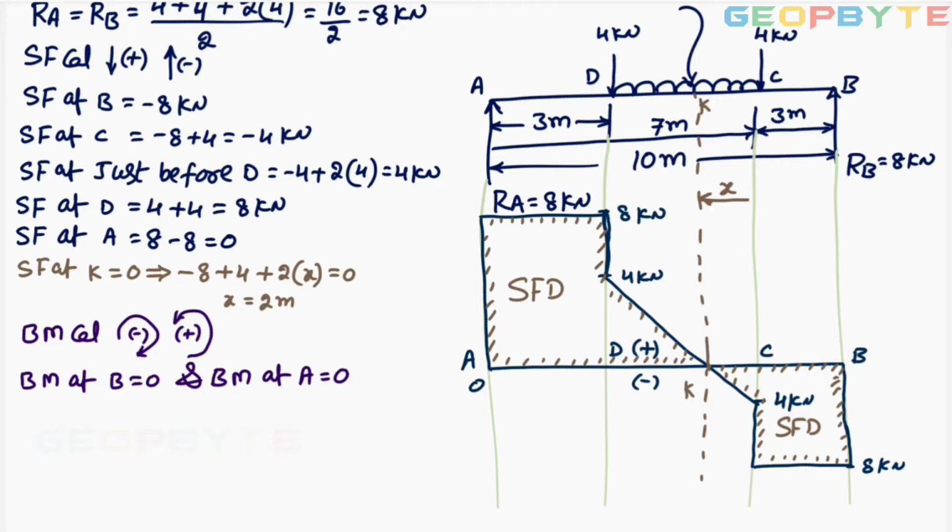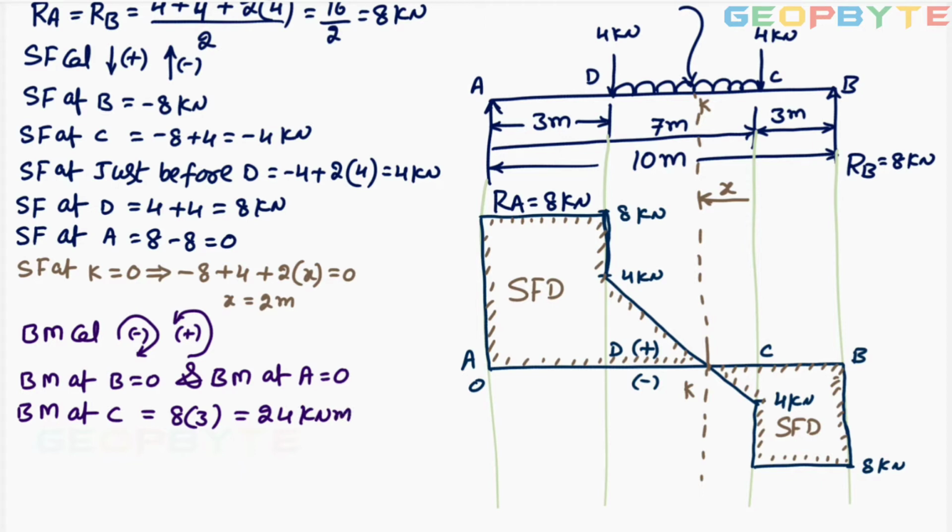Now let us find the bending moment at C. You count how many loads are there before C. Only one reaction is there. That reaction is causing an anti-clockwise moment. Anti-clockwise moments are taken as positive. So 8 multiplied by distance up to C, 8 multiplied by 3, that is equal to 24 kilonewton meter. That is the bending moment at C.